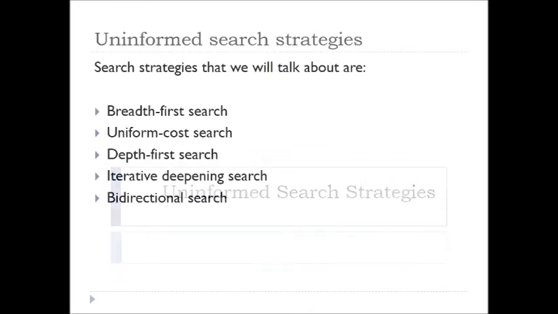This article covers 5 strategies in which all we know about the problem is its definition and no additional information about the states beyond that given in the problem definition. Uninformed search strategies are very systematic, and all they can do is expand nodes using the successor function and check whether each state is a goal state or not. Search strategies that we will talk about are breadth-first search, uniform cost search, depth-first search, iterative deepening search, and bidirectional search.